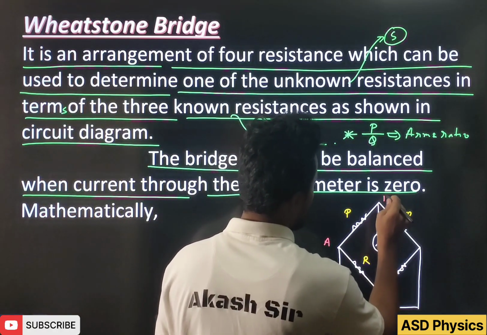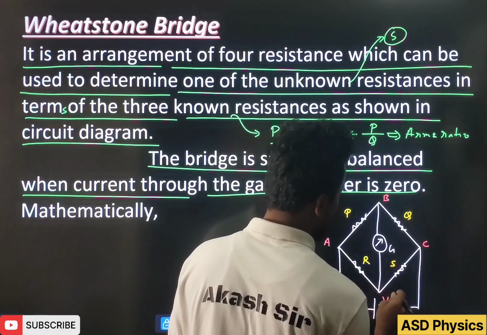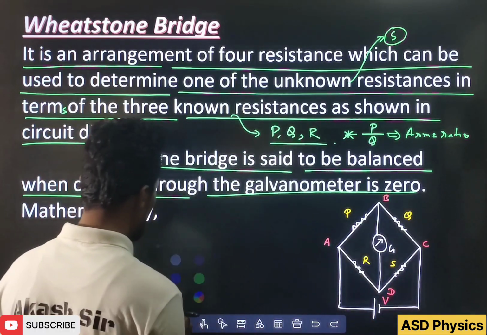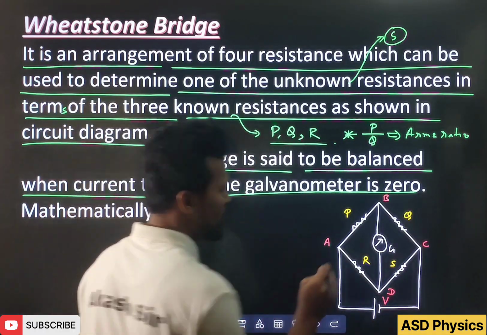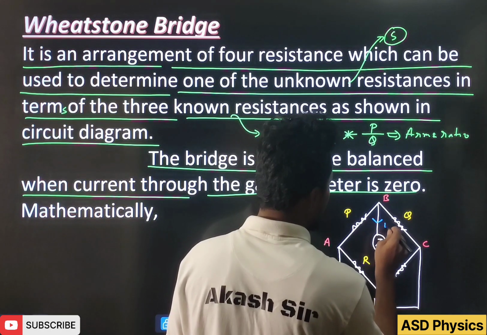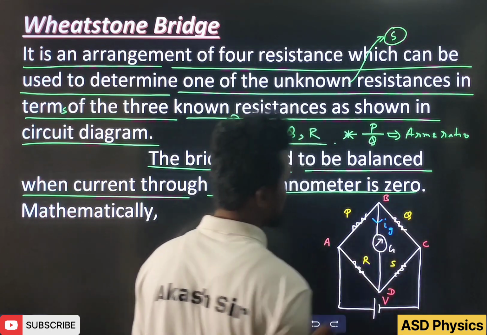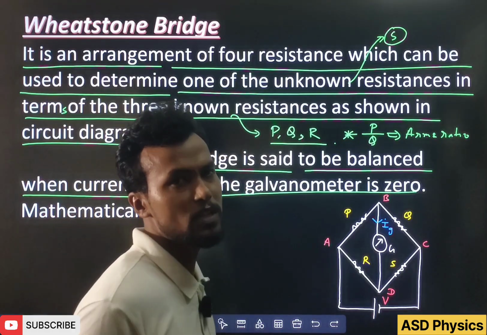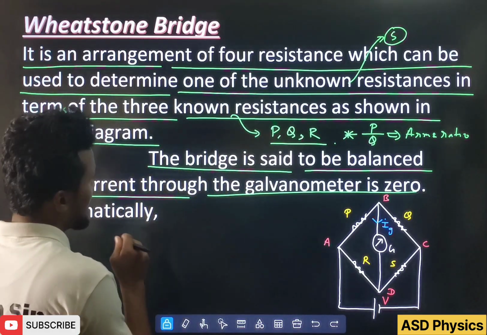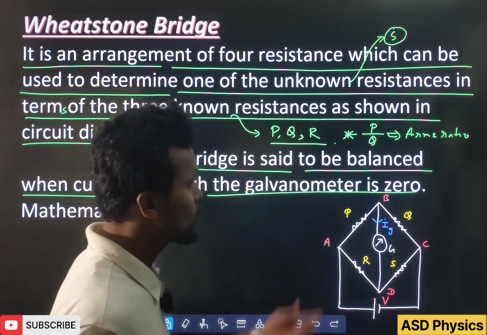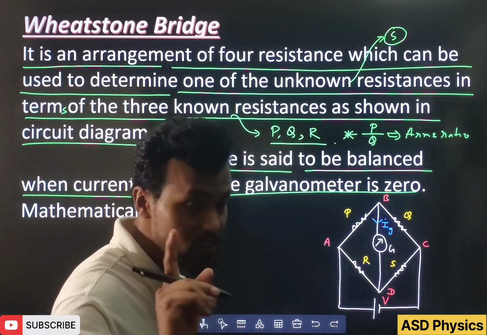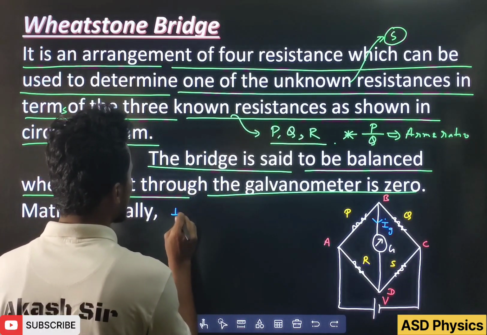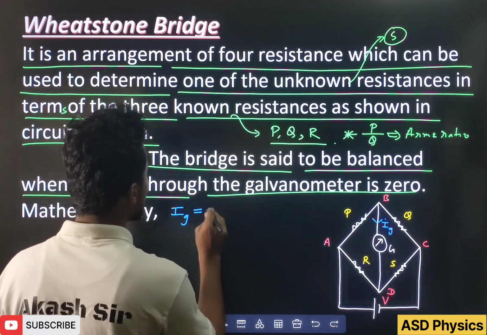Okay, so let's take for example some points here. This is point A, this is point B, this is point C, and this is point D. Now let's take the current in this galvanometer as IG. The current through this galvanometer is given by IG. As I have told you, the current through the galvanometer should be 0. So mathematically, this IG should be 0.